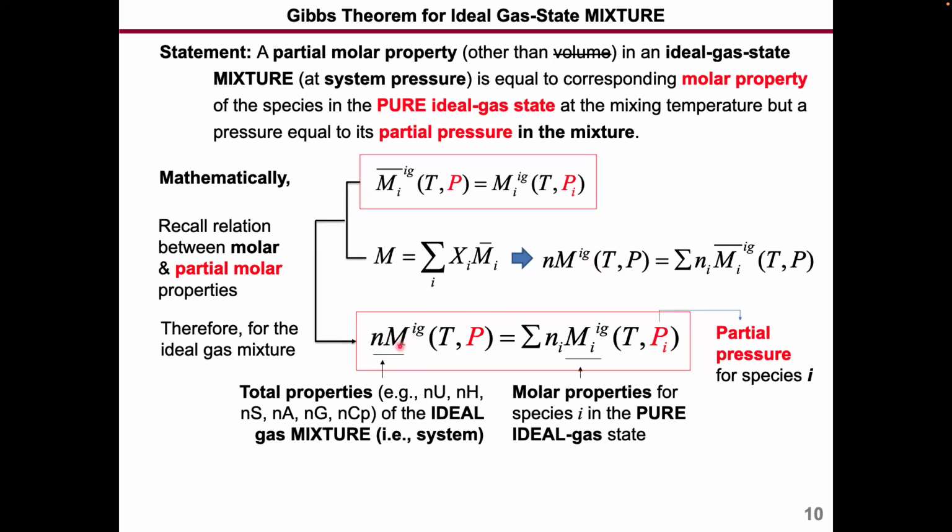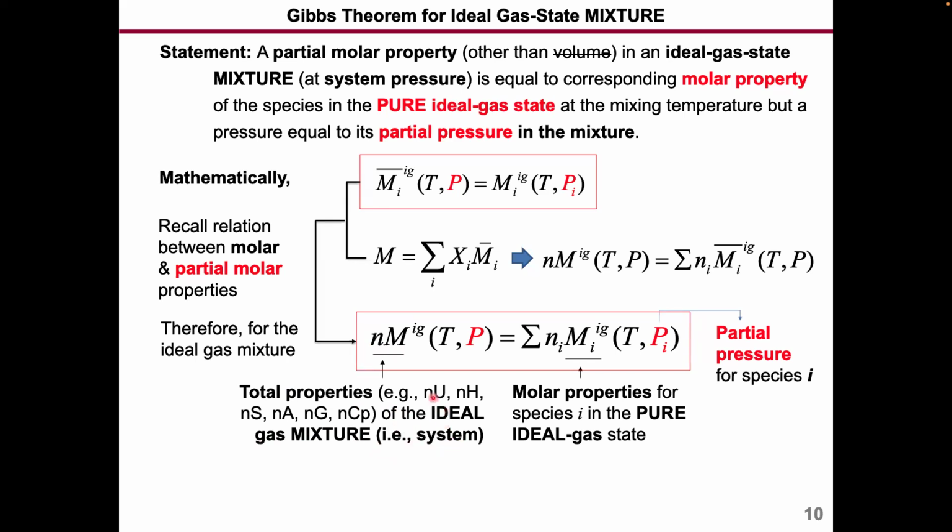And M^IG at system temperature and system pressure is going to be equal to N_i M_i^IG at T, but instead of P, we now have P_i, right? So this is just replacing this with this guy in this equation, okay? So it's going to be mixture property equal to pure species property at the same temperature, but a reduced partial pressure, okay? So here, like I mentioned, this is going to be the total property of the ideal gas mixture or the system that we are analyzing.